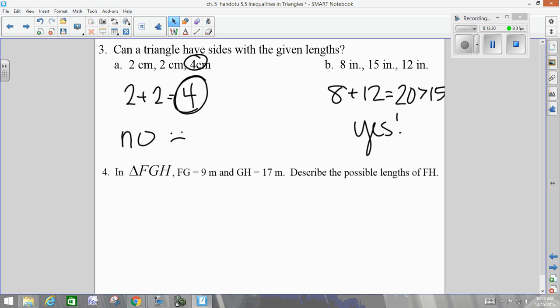If it doesn't say explain, then you can just write yes or no. Sometimes it'll say explain afterwards, so you can just show the work that I showed. That would be your explanation for me.